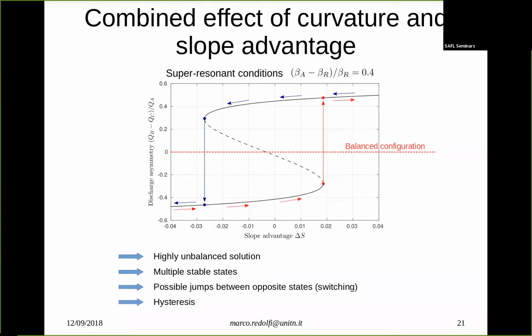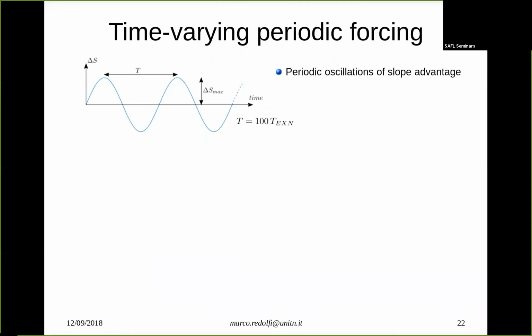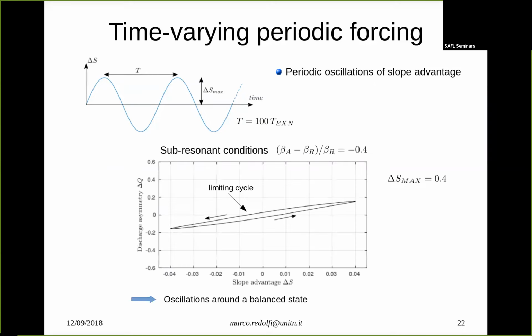This behavior in super resonant condition can be better understood by considering a time-varying periodic forcing. So we consider a periodic oscillation of the slope advantage. You can imagine a sort of tide which influences just one of the two branches. And we select the period of this variation as proportional to the Exner time scale. This number 100 is not very important here because we are just looking at qualitative results.